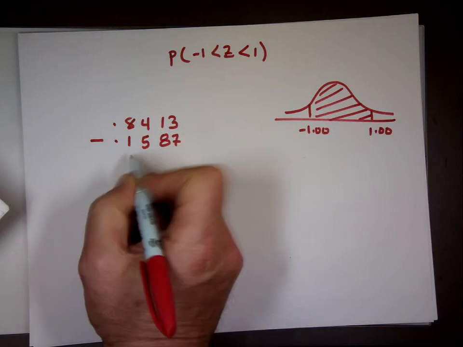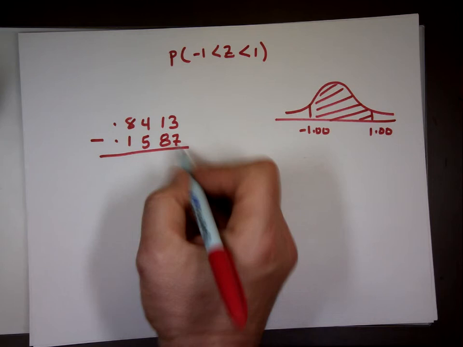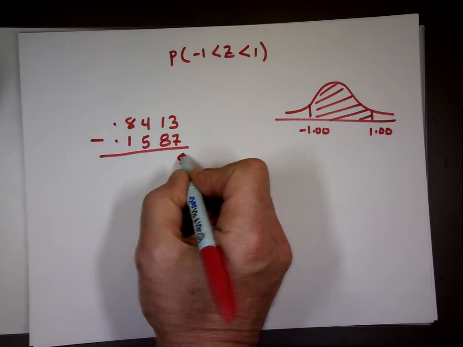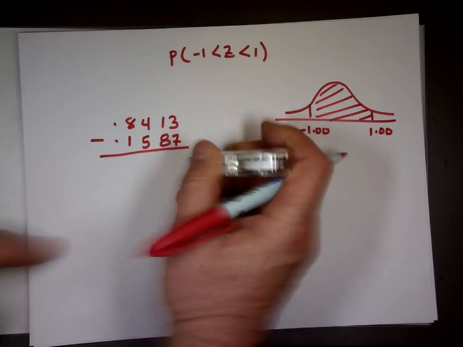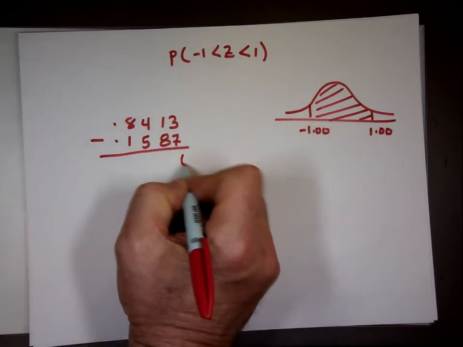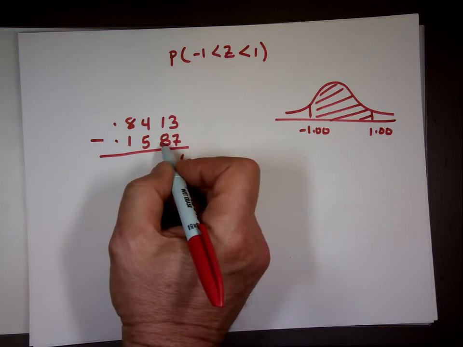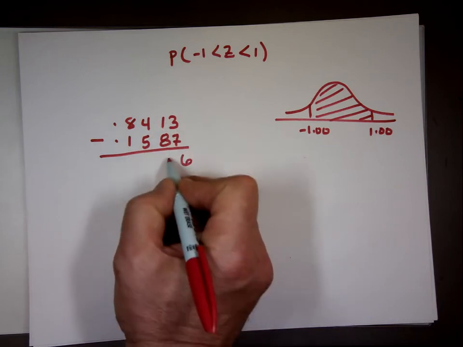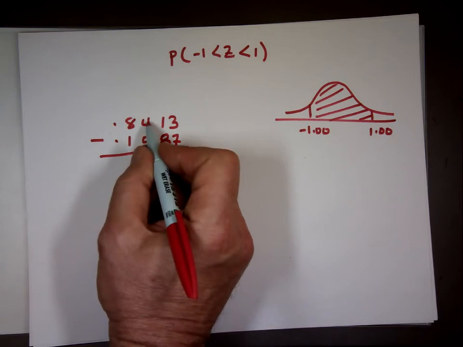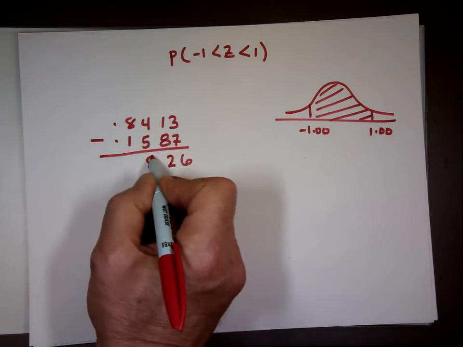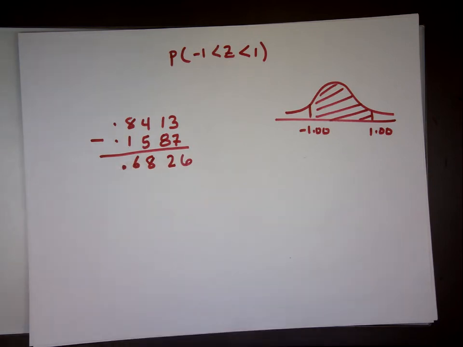Seven from 13. Is it 8 or 6? 6, I think, right? Not 8, 6. That's 15. 8 from 0, you can't. 8 from 10, that's a 2. 5 from 3, we can't. 5 from 13, which is 8. 1 from 7, which is 6. 68% of the values within one standard deviation.